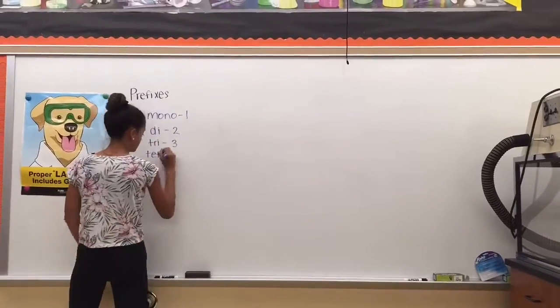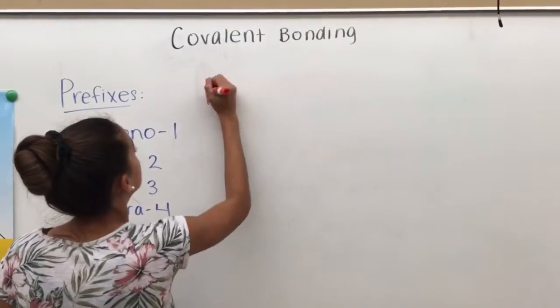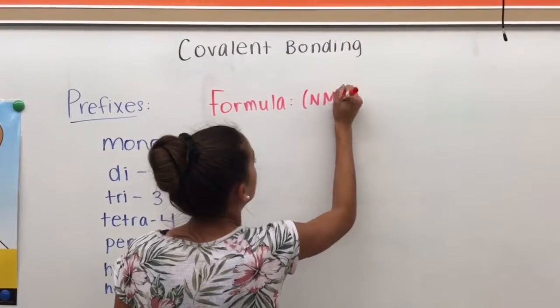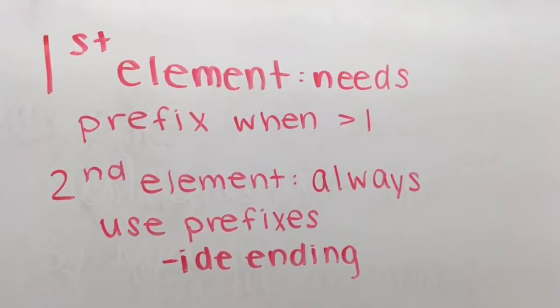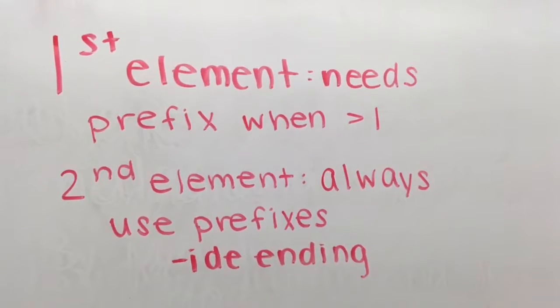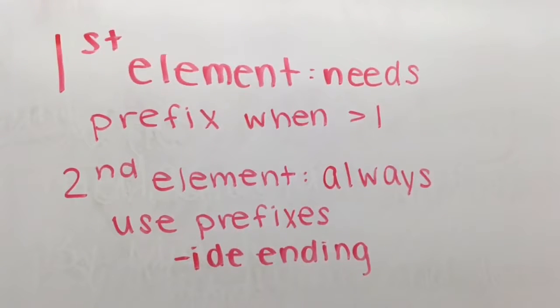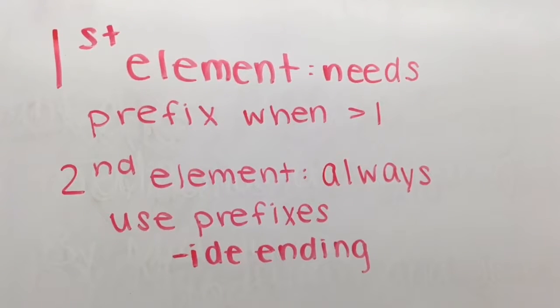And here are the many prefixes that we will use to name these covalent bonds. Also, the formula we will be using is a nonmetal bonded with another nonmetal. When naming a covalent bond, the first element needs a prefix when the subscript is greater than 1. The second element always needs a prefix and it ends in "ide." Now we will show you some examples of covalent bonds.